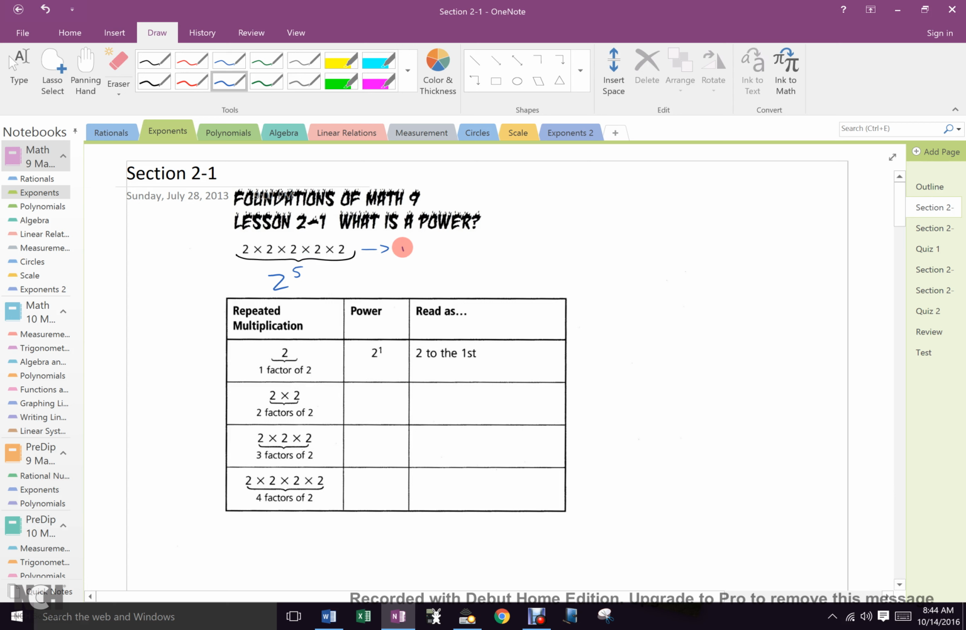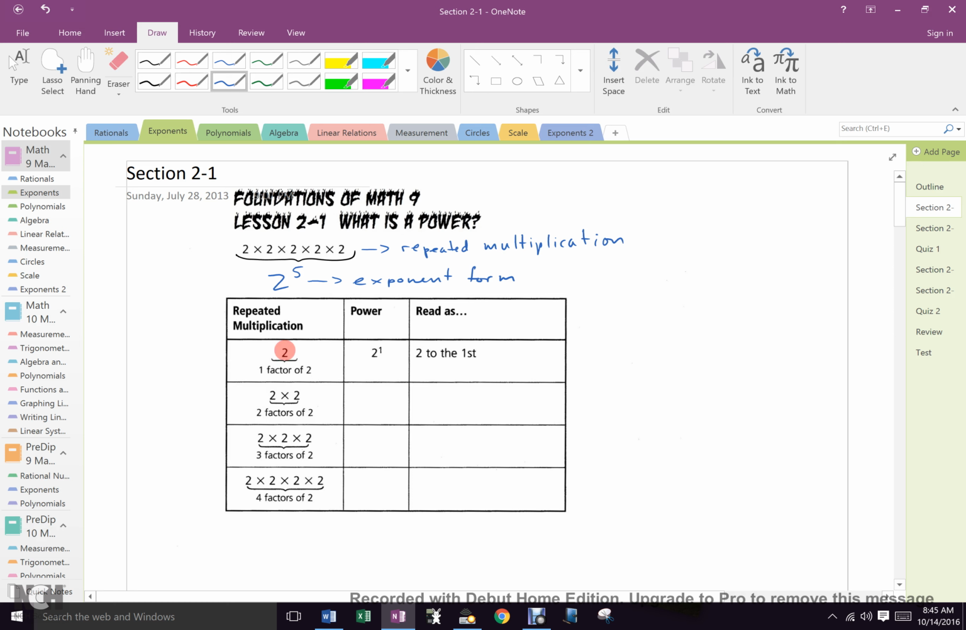This is repeated multiplication. And this is what we call exponents. Exponent form. Now we're going to fill in this chart and then we're going to draw something over here. Okay, that's why there's that big white space there. But first we're going to fill all this in.